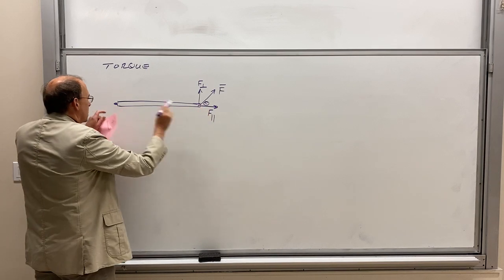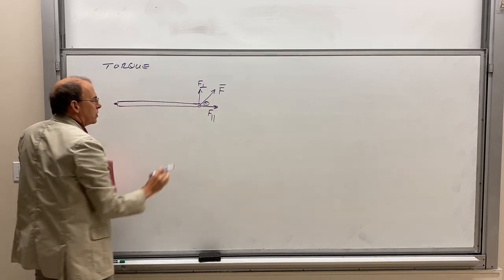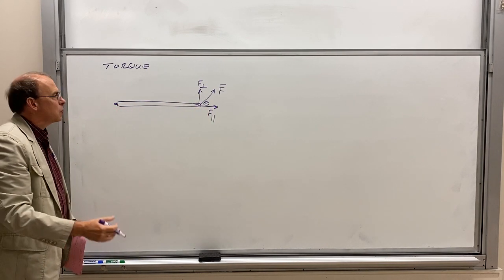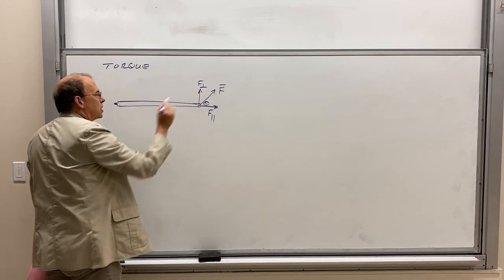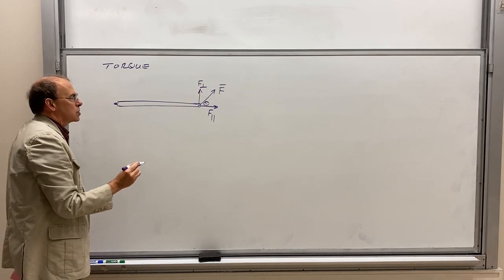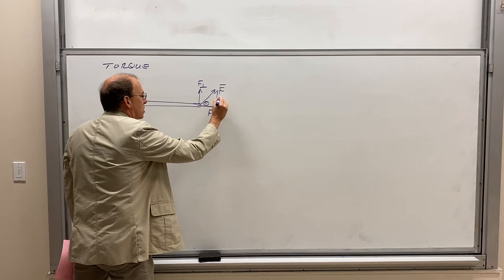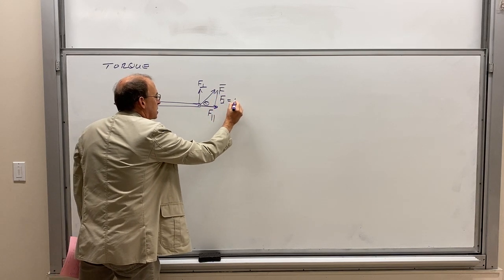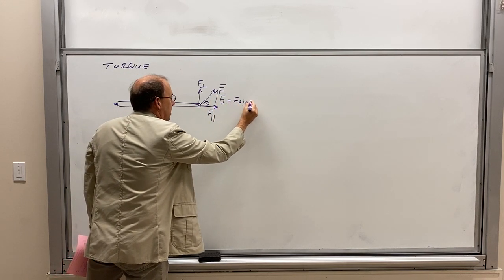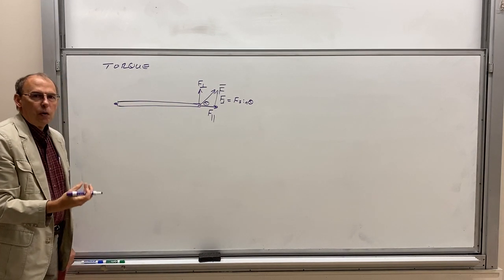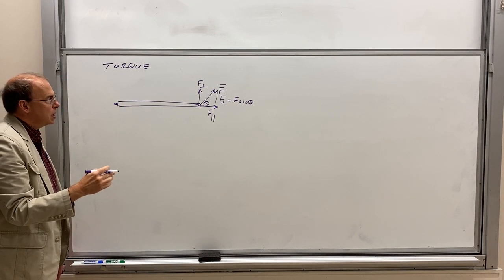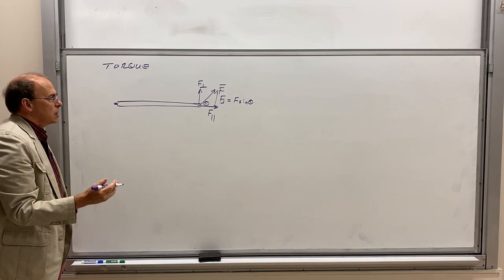This component is just pulling on the door and pulling on the hinge. And you can't open a door by pulling on the hinge. Only the perpendicular component, which turns out to be, if I draw it over here, F perpendicular is F sine of that angle theta. That's the only part of the force that's really helping me open the door.